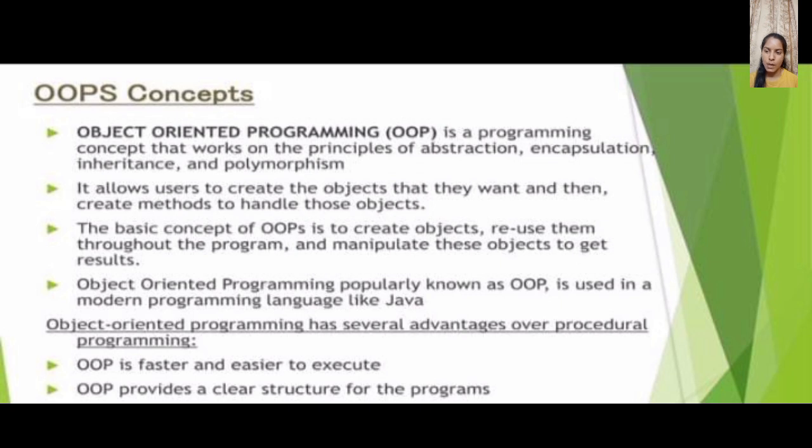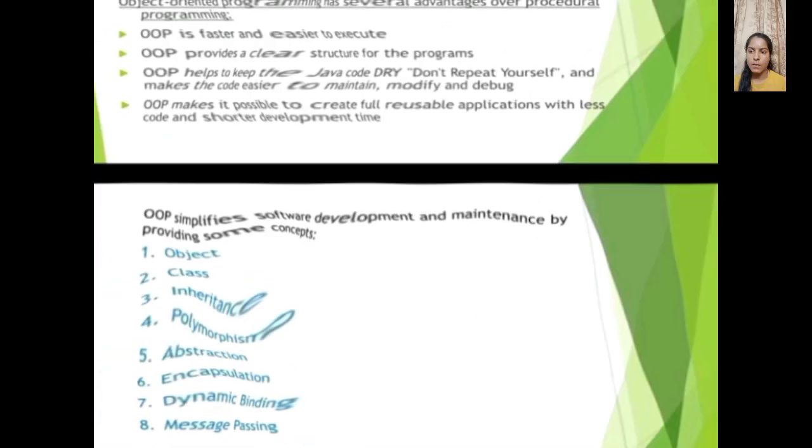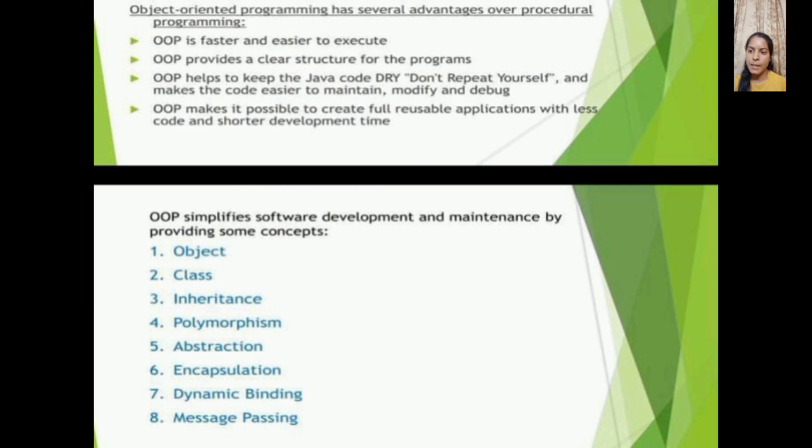Object oriented programming has several advantages over procedural programming. OOP is faster and easier to execute. OOP provides a clear structure for the programs. OOPS helps to keep the Java code DRY, don't repeat yourself, and makes the code easier to maintain, modify, and debug. OOP makes it possible to create fully reusable applications with less code and shorter development time.